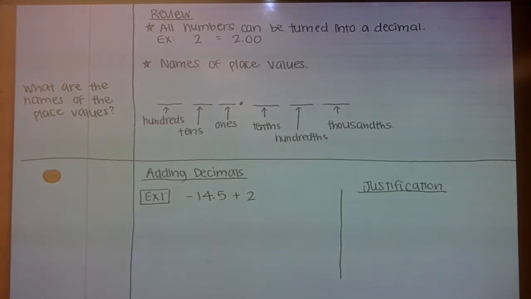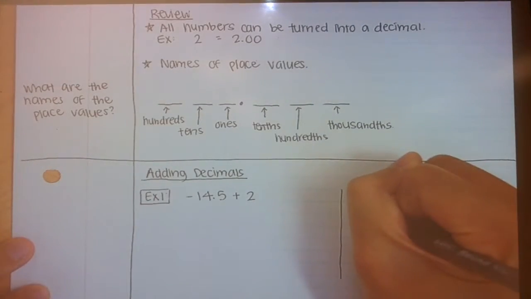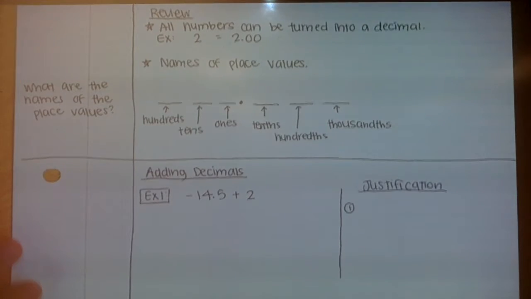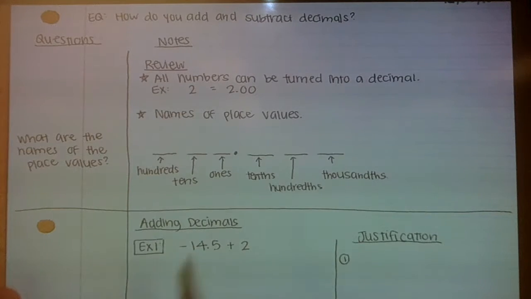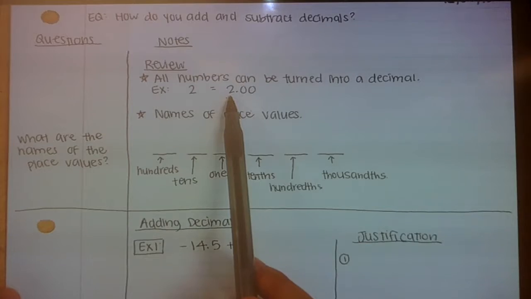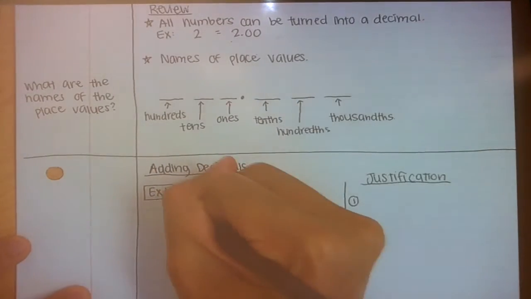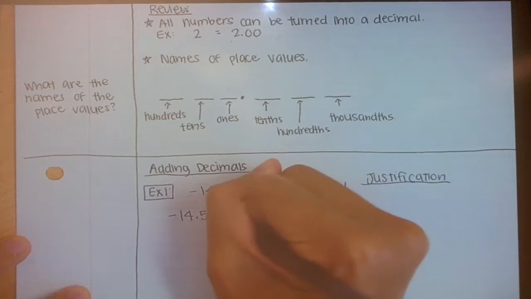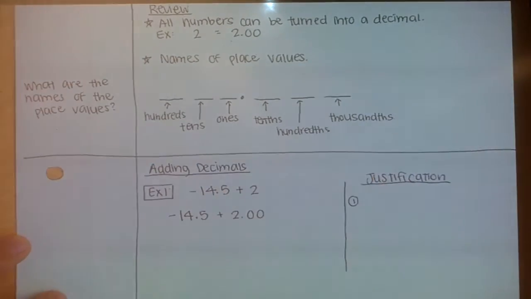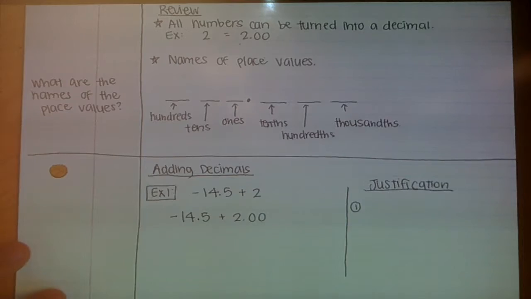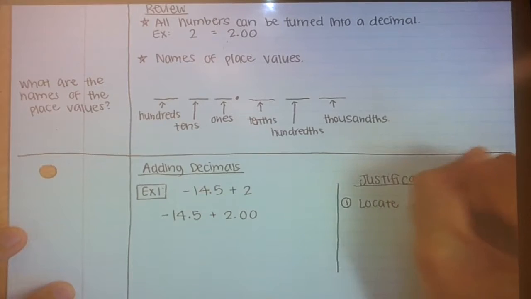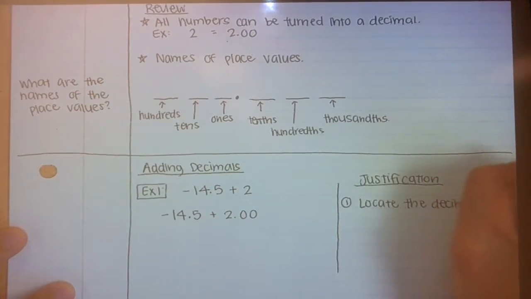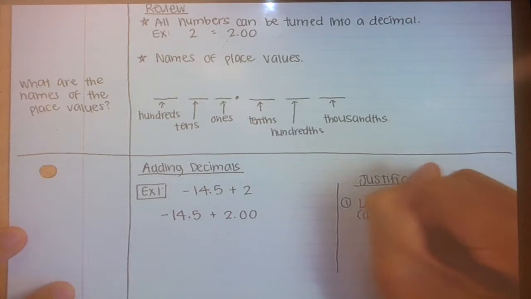So the first thing we need to do is we need to find the decimals in both numbers. Since the number 2 does not have a decimal, we know from our review that every number can be turned into a decimal. So we're going to rewrite this problem as negative 14.5 plus 2.00. And we're going to have a decimal in both numbers. So the first step is to locate the decimal, and we can add one if necessary.